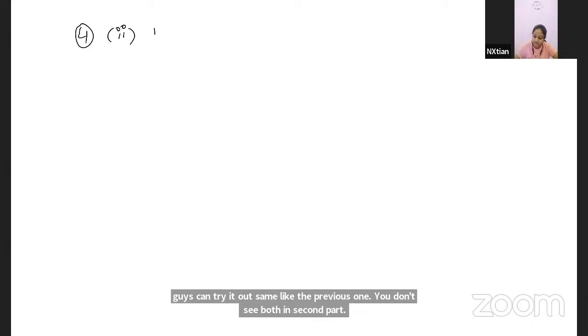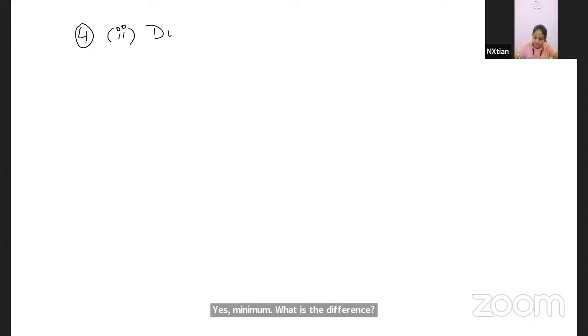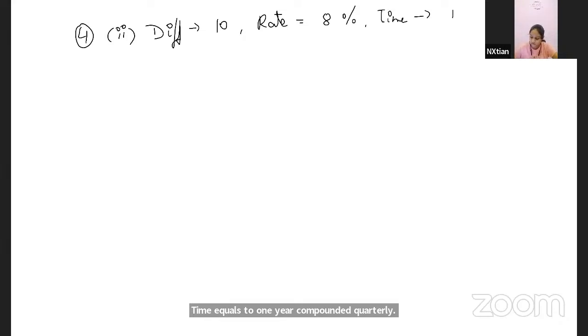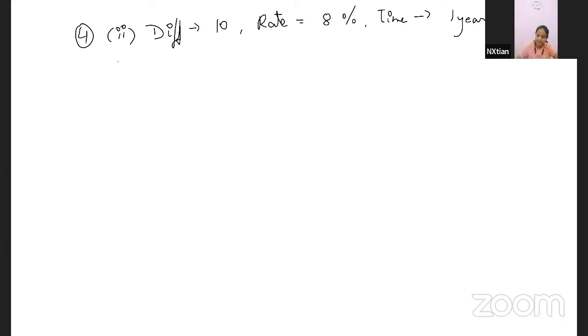Yes, Anand. What is the difference? CI minus SI equals 10. Rate equals 8%. Time equals 1 year, compounded quarterly. Ma'am, it's half yearly. Ma'am, because in every question, the half yearly comes at least once.